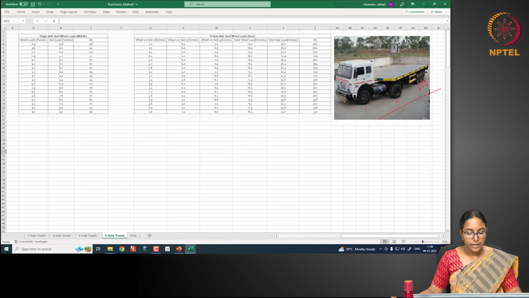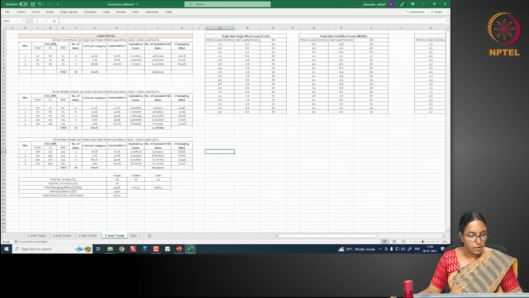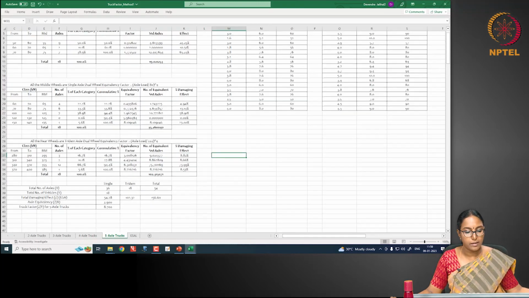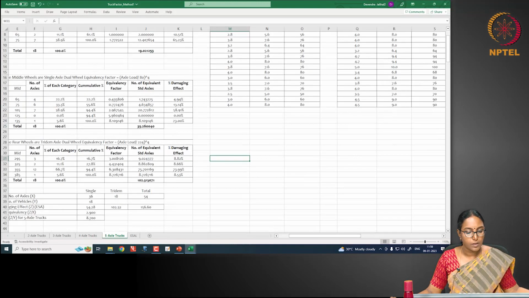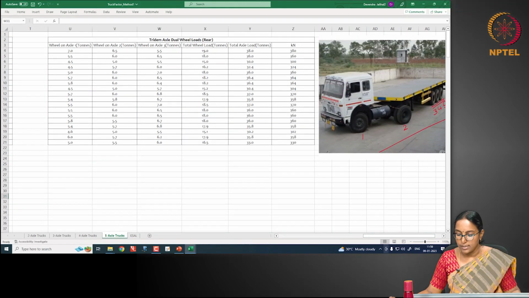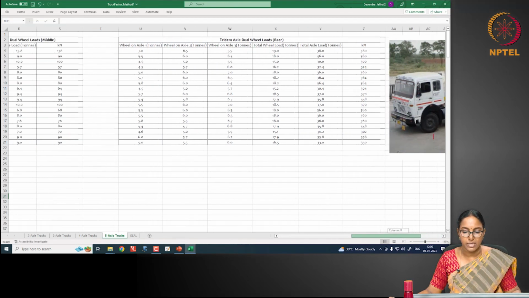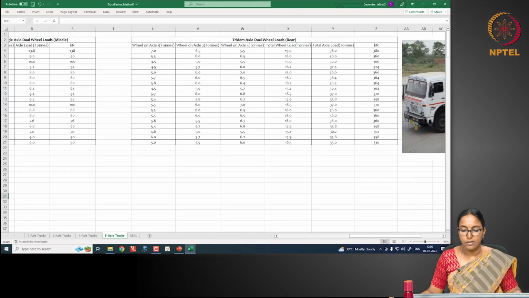Now, moving to the next category, which is the 5-axle truck. You had 18 5-axle trucks in this group. For all the 18 trucks, the rear one, that is the truck axles which I named as 345, is essentially a tridem axle. So, let us see how the data was collected for the tridem axles.